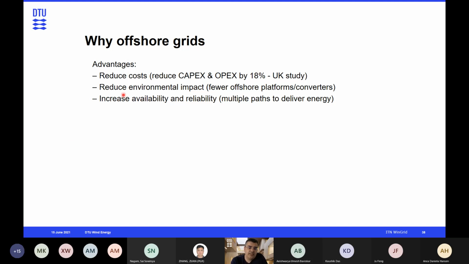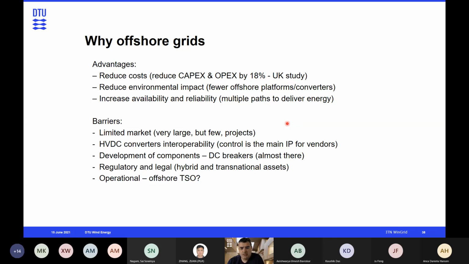But also, as I said, it reduces the environmental impact. We'll have fewer offshore platforms and converters. And of course, if we move to a meshed grid where you have multiple paths to deliver the energy, that will also increase the availability and reliability of the overall system. So there are quite some important advantages in building the offshore grid, but we also have some barriers.